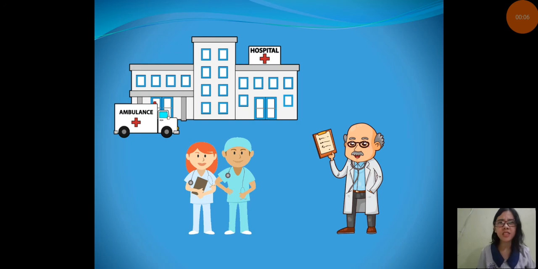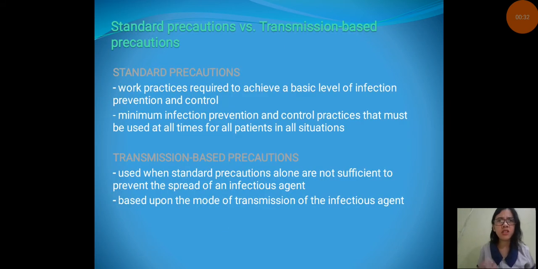Not a day has passed where hospitals aren't busy. Patients always come and go. Doctors, nurses, and all health workers must always be careful to avoid patients' infections or the transmission of contagious diseases. This is where the standard precaution and transmission-based precaution come in. So what are the differences between the two?